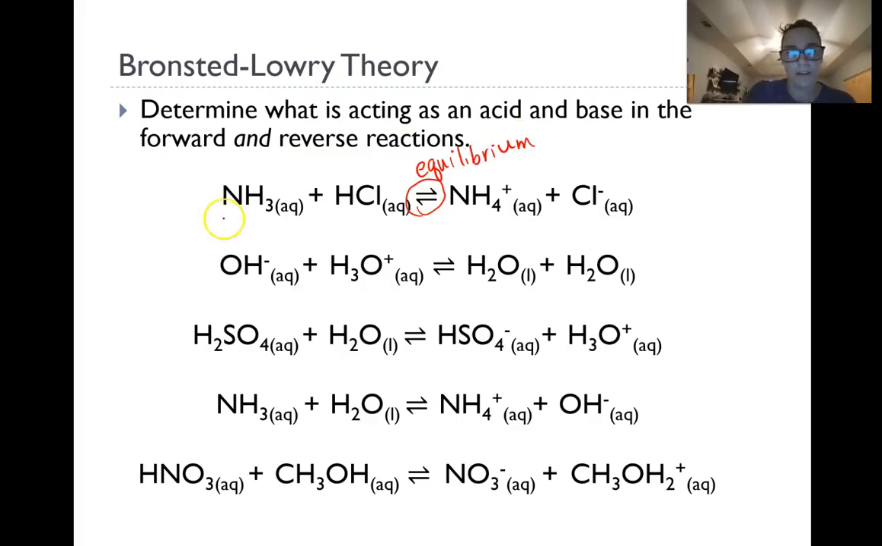So we have ammonia here, this NH3, reacting with hydrochloric acid to produce ammonium. Remember, NH4 plus is ammonium, and chloride.